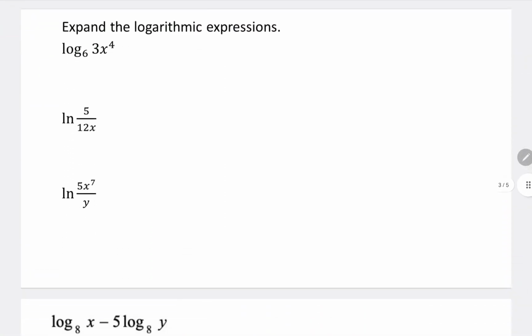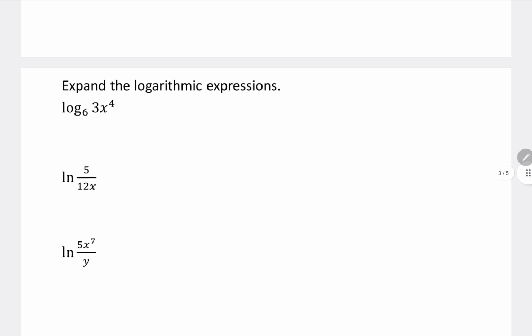How these properties are more commonly used, though, is not just to evaluate a log, but just in general to be able to expand and condense when we've got variables involved also. So for this first example, we have log base 6 of 3 times x to the 4th power. So we have two properties going on here. We've got the product property and the power property because we have the 4th power there.